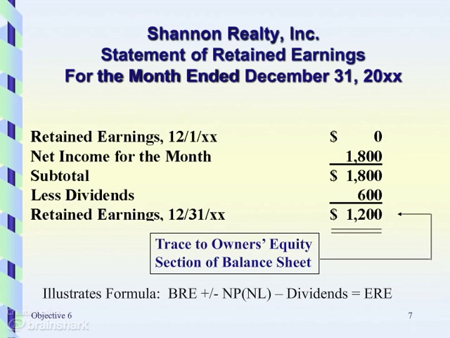And then we can trace this ending retained earnings balance to the owner's equity section of our balance sheet, just like we did in the first half of the year with our owner's capital section. If we look at this formula from an algebraic standpoint, it's going to look like this. Beginning retained earnings, BRE, plus or minus net profit or net loss, and minus dividends is going to give us ending retained earnings, ERE. These are the abbreviations I will use throughout the semester as it relates to this particular equation.